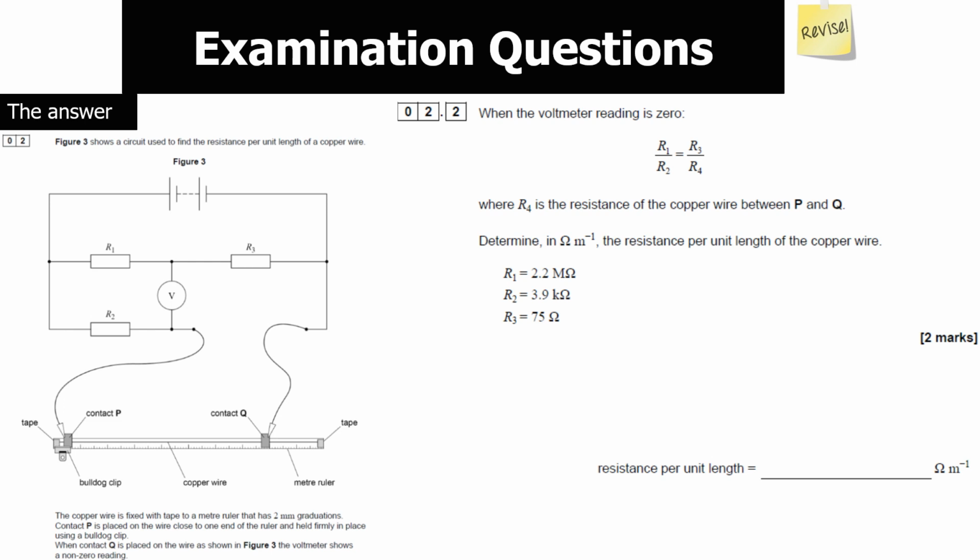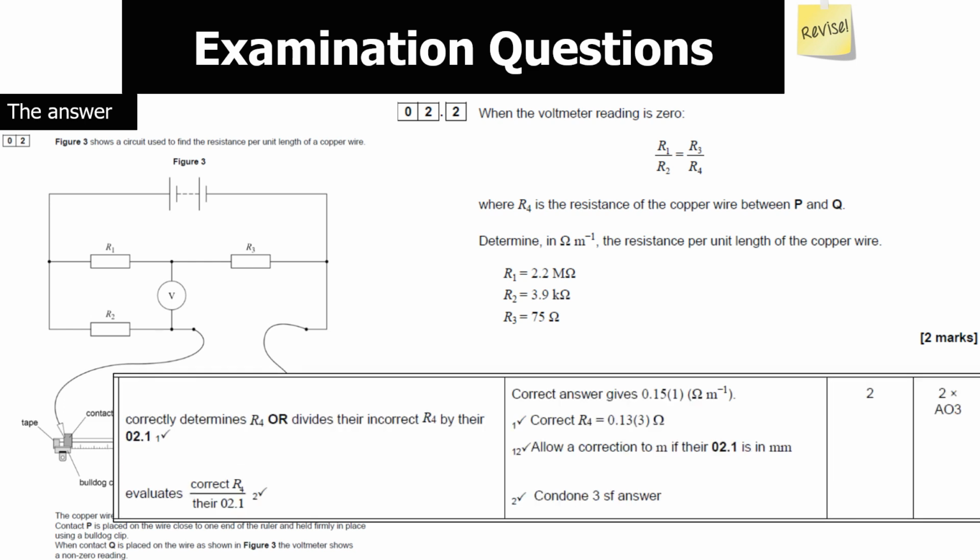Then we make sure we convert the mega ohms into ohms by times by 10 to the 6, and the kilo ohms into ohms by times by 10 to the 3. At that point we work R4 through to get 0.13 ohms, but the question wants the answer in ohms per meter. Now in the previous question we worked out the distance to be 0.879 meters, so we divide that answer by 0.879 to get our answer of 0.15 ohms per meter.